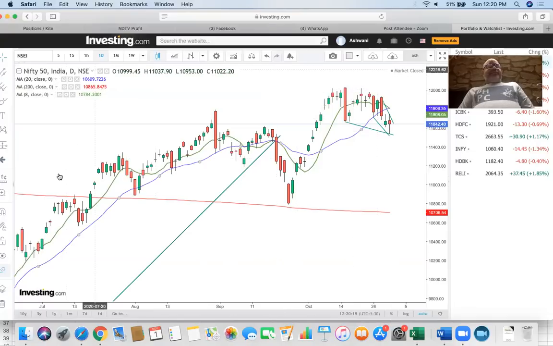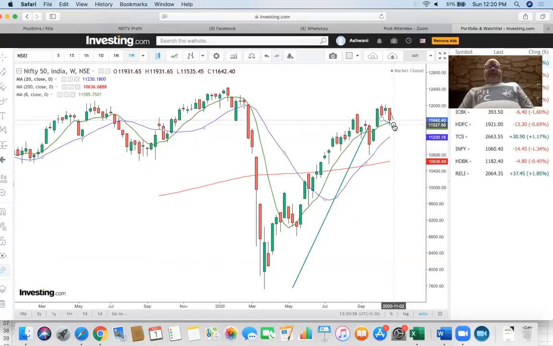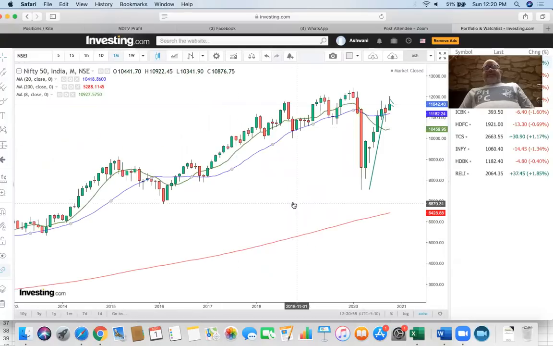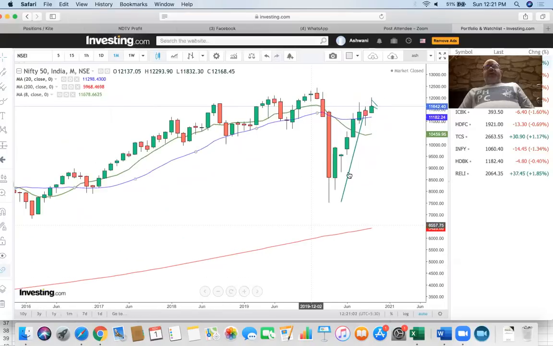These things can change on the daily chart. On the weekly chart, you've had a big, strong downside candle, and possibly 11,500 to about 11,600 is a very strong zone where the market should find support for some time. So weekly is weak, no question about it. Let's talk about the monthly. Even after all this fall, you still have a monthly candle which is in the green. Last month's candle is in the green.